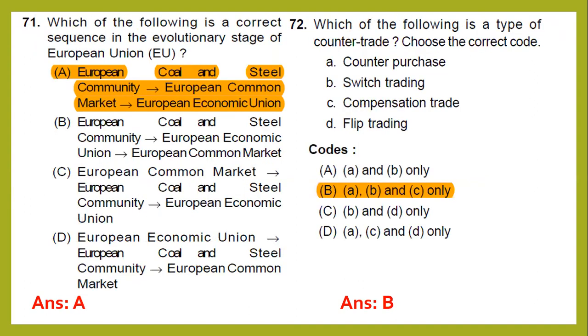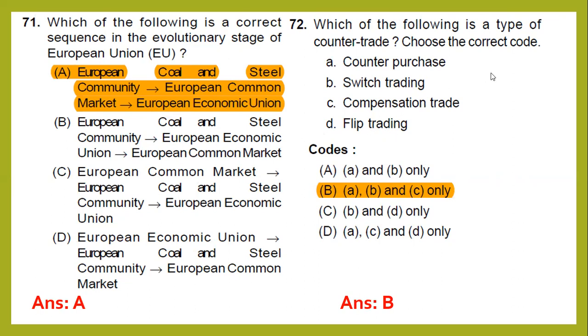71st question, which of the following is the correct sequence in the evolutionary stage of European Union or EU? So correct option is A. European Coal and Steel Community leading to European Common Market leading to the European Economic Union. So therefore, correct option is A.